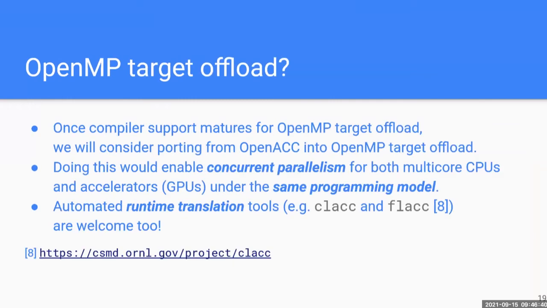And we are keeping an eye on OpenMP target offload. Once compiler support matures, like in Clang or in GCC or in NVIDIA HPC SDK, we will port from OpenACC to OpenMP, because that will allow us to use the same programming model, OpenMP, for both multi-core CPU multi-threaded parallelism and the OpenMP target offload for the GPUs. Of course, we also keep an eye on the Clacc and Flacc projects, which Dr. Joel Denny gave a presentation on yesterday, especially Flacc. We are waiting to be maybe the first of several users of Flacc.